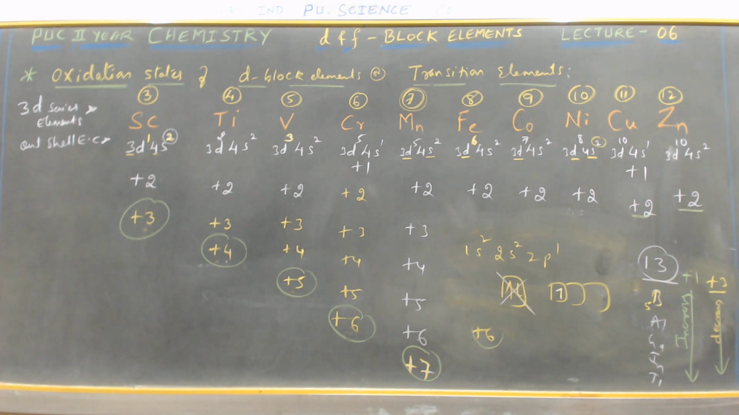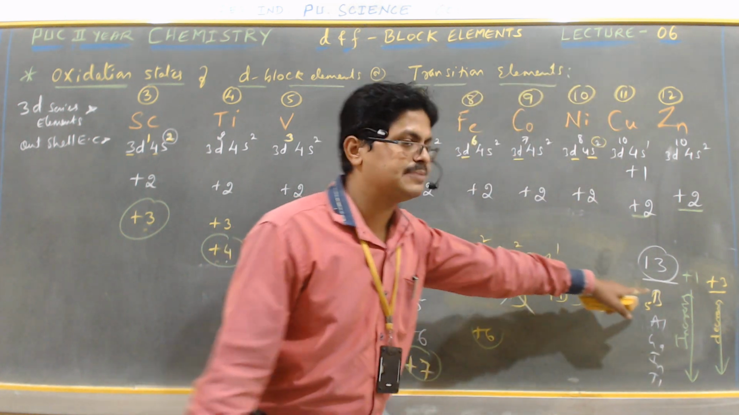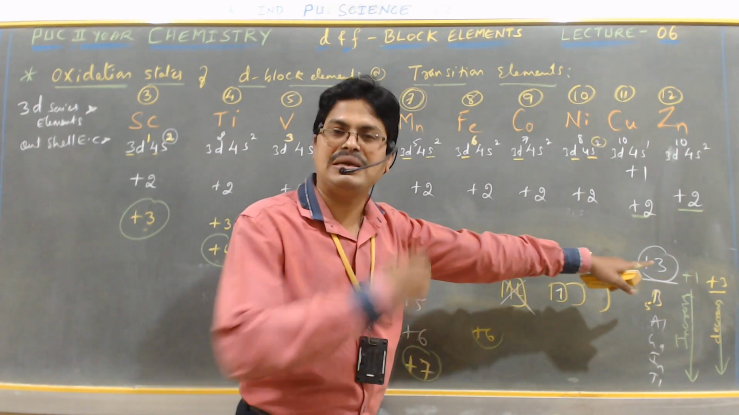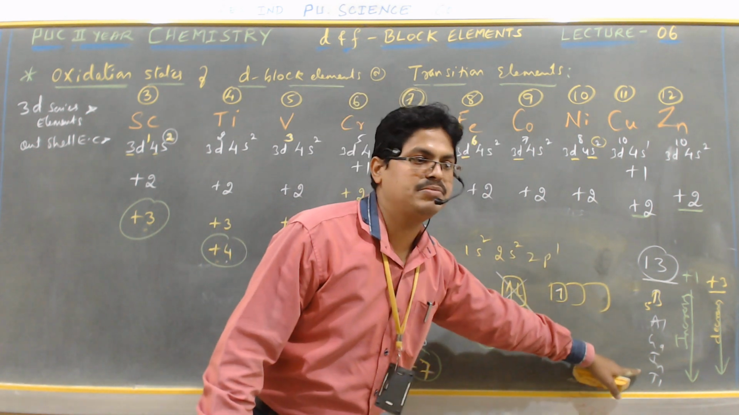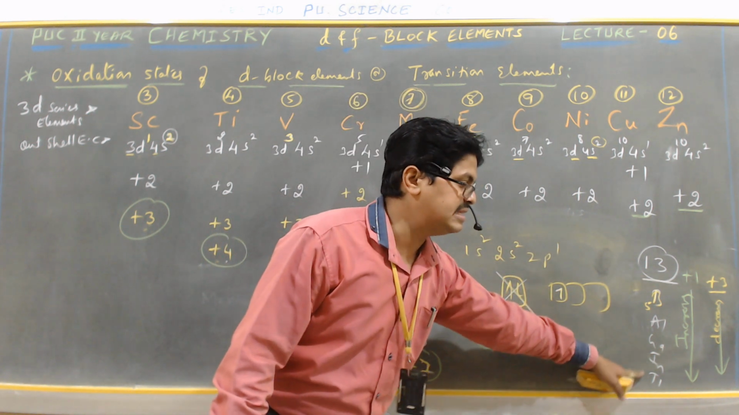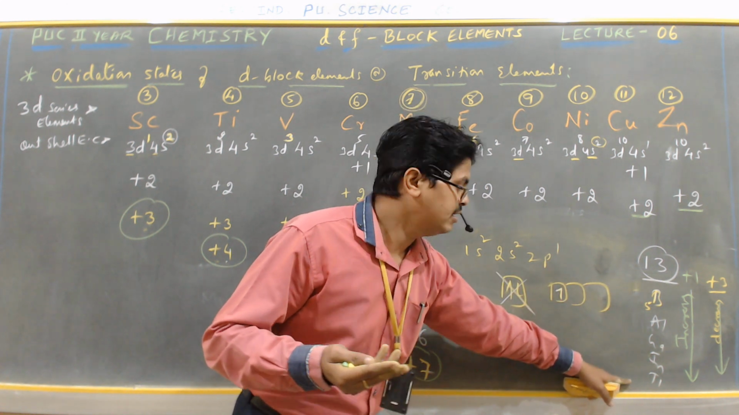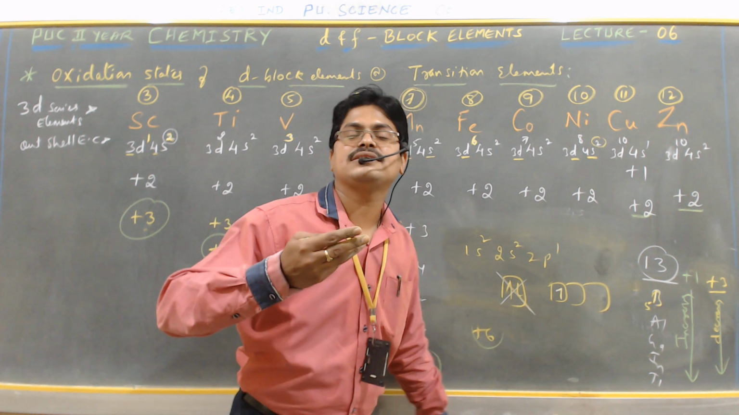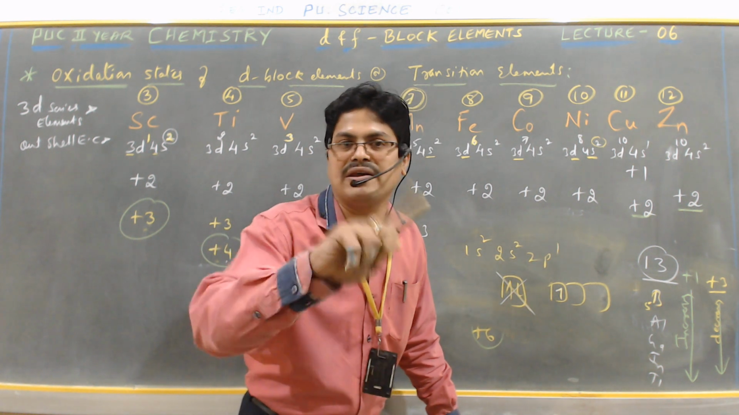Look at here. The stability of the higher oxidation state goes on decreasing. The stability of the lower oxidation state goes on increasing. My point is, with respect to P block elements, when we compare, the heavier elements, means the elements which are at the bottom, these elements are heavier because atomic mass goes on increasing. So the heavier elements exhibit stability of lower oxidation state but not higher oxidation state.